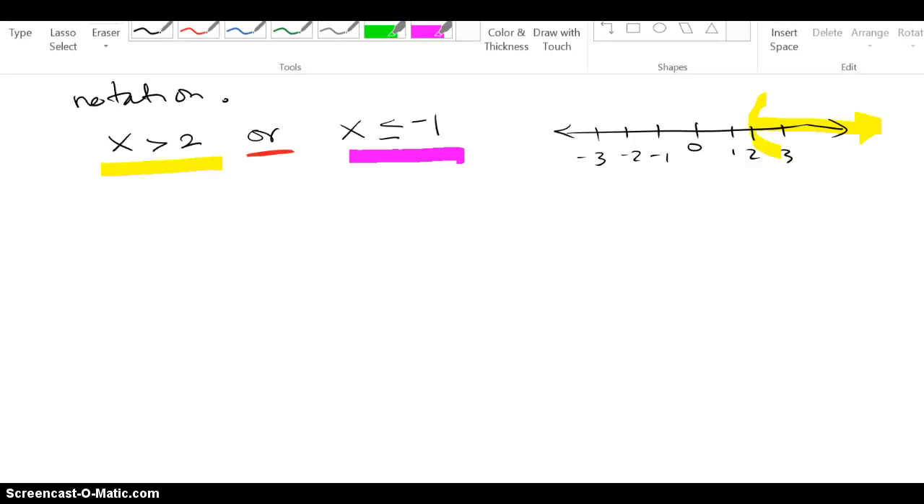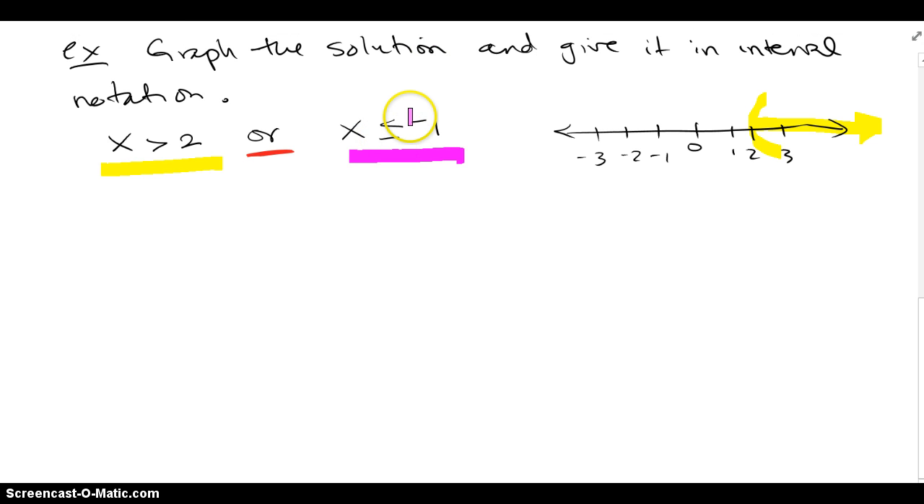The next one says x is less than or equal to -1. So I stand at -1 right here, and since it says x is less than or equal to, x must be to the left at that point. So everything to the left, and because of the equal sign, -1 is included, so I use brackets. Now since this problem says or, and there's clearly no overlap, if this were an and problem there would be no solution because there's no overlap. It basically says either the solution is here or the solution is here, so both pieces qualify for my solution.